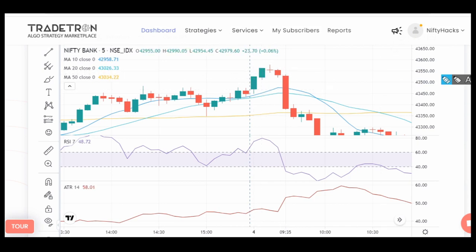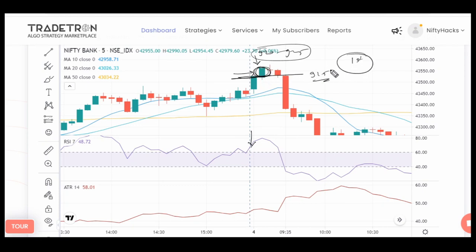So if the LTP during this 9:20 to 9:25 time period is above this high, the 9:15 candle high which crossed above the RSI 60 level, so during these 5 minutes, if at any given time the Bank Nifty price is above this price, our first condition will be true. So let's check our second condition.